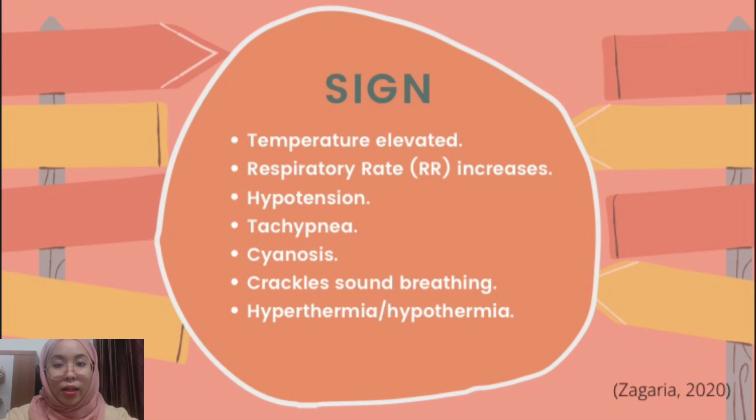will be elevated, and the second one is the respiratory rate, or the RR, will increase. The third one is hypotension, which is a low blood pressure, and the fourth one is tachypnea, which is fast breathing, and the fifth one is cyanosis, which is a bluish discoloration of the skin, and the sixth one is the crackle sounds when breathing, and the seventh one, or the last one, is hyperthermia or hypothermia. Hyperthermia is an increase in body temperature, while hypothermia is a decrease in body temperature.